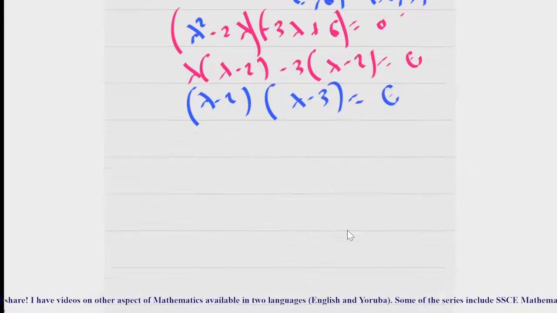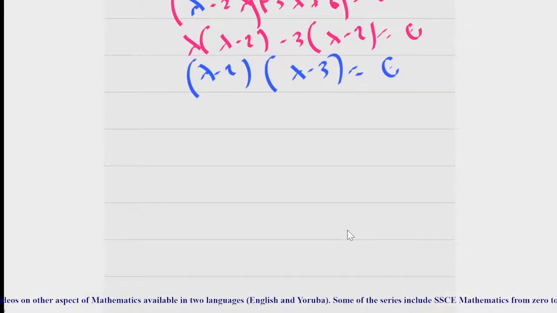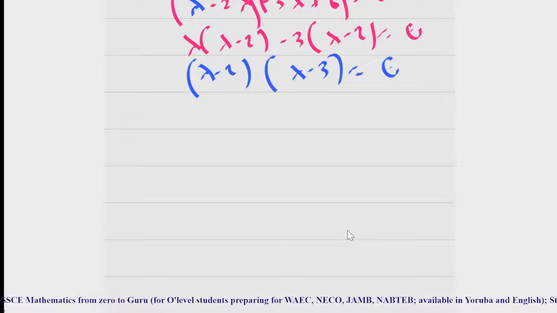So then if you have the product of two expressions to be 0, then it means either one of them is 0. Maybe you are in the room, two of you are in the room, and somebody polluted the air. You know, if it is not you, it is your friend.